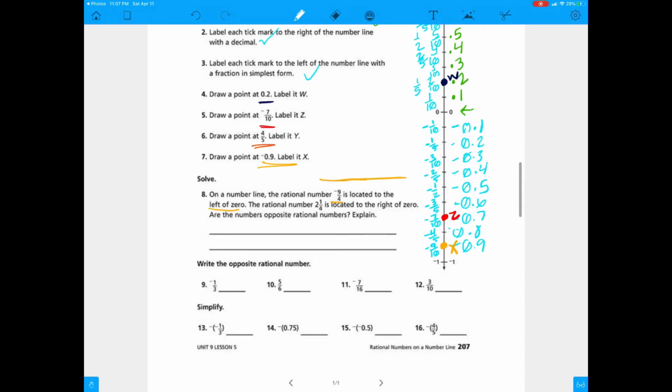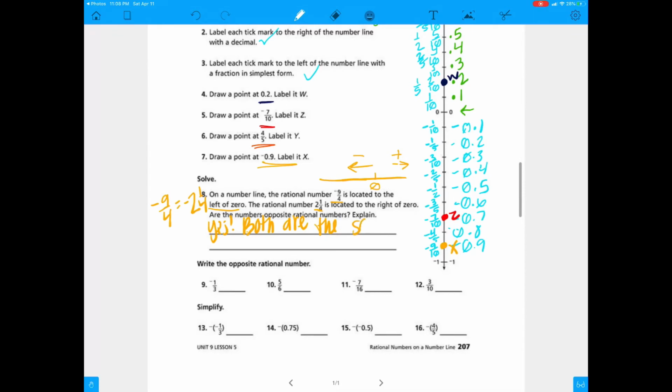So, number 8. On a number line, the rational number negative 9/4 is located to the left of 0. Obvious because it's negative. The rational number 2 1/4 is located to the right of 0. Are the numbers opposite rational numbers? Explain. So, here's the cool part about math. We can take one thing that we know, we can build on it, we could take separate ideas, bring them together, and sometimes that means that you'll see it in a performance task. In this case, it's just question 8 on the homework. This is really cool because we're talking about positive and negative numbers and also fractions.